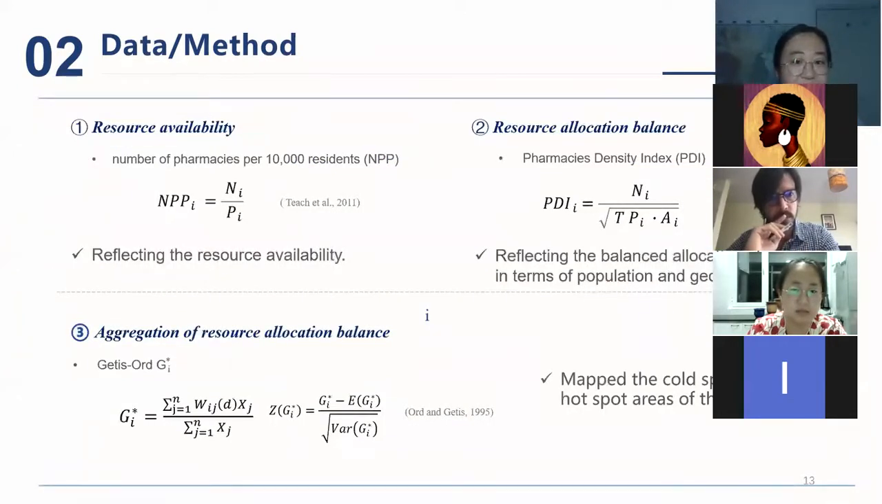Based on the above data, we measure the premises equity by two indicators. The NPP reflects the resource availability, and the PDI reflects the balanced allocation of resources in terms of population and geographical area. Then we map the cold spot areas and hotspot areas of the premises to analyze the aggregation of premises allocation balance.